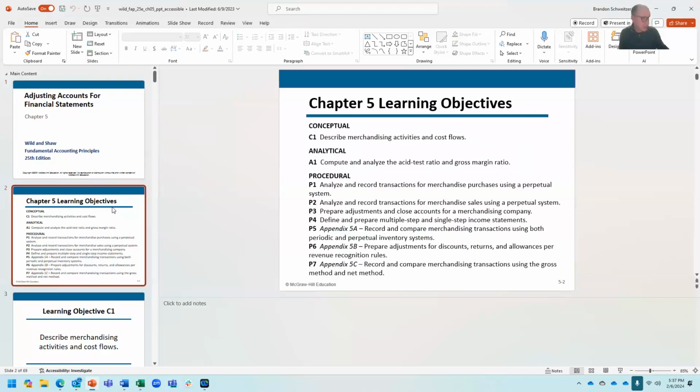Merchandising activities is what this chapter is really all about. It's more about merchandising than anything else, which is about retail. Yeah, that's more about a retail business.